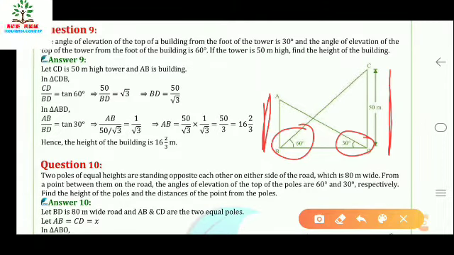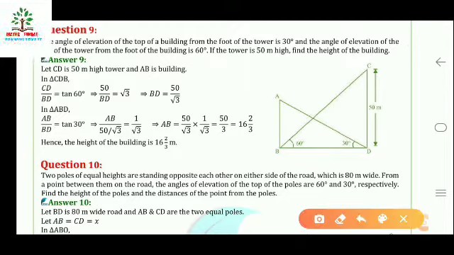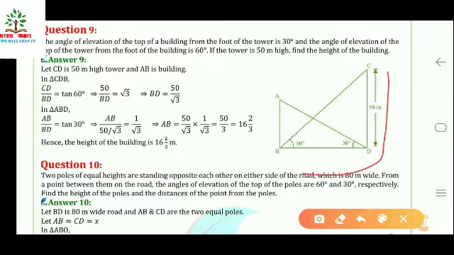We have to find the height of the building, that is, we have to find AB here. So how to find this AB? Looking carefully, in triangle CDB, we are taking this triangle.